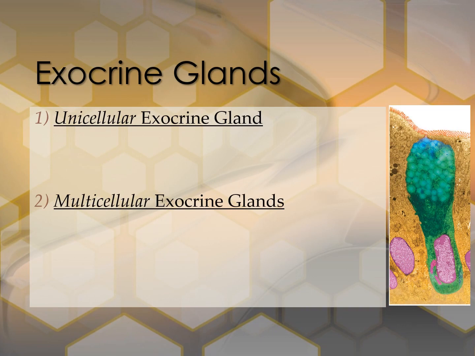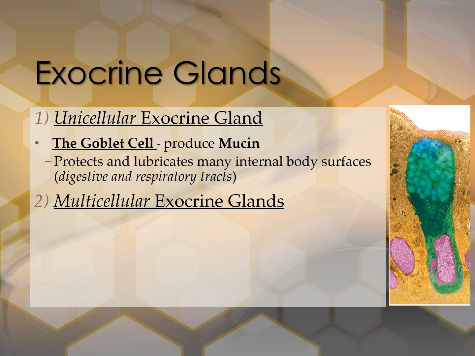So we have two main types of exocrine glands, okay? So we have a unicellular gland, so one cell. Okay, so it only has one cell, and we've seen these guys before. And these are goblet cells. So they produce mucin. Okay, so mucin is essentially what makes up mucus. Okay, it's just the secretion in mucus. And what this does is it really protects and lubricates a lot of internal body surfaces, such as the digestive tract, the respiratory tract.